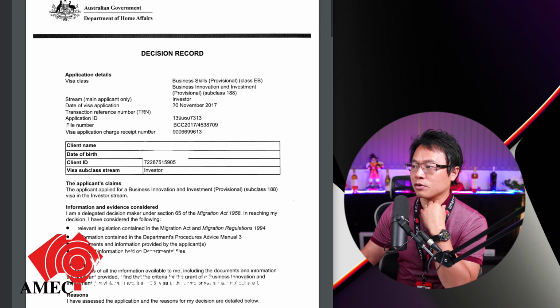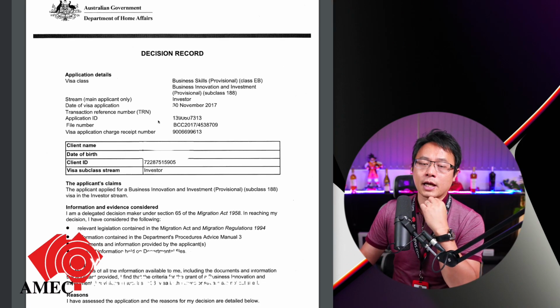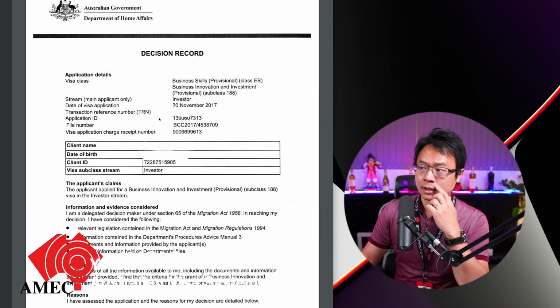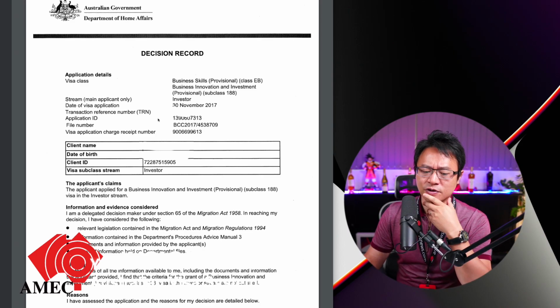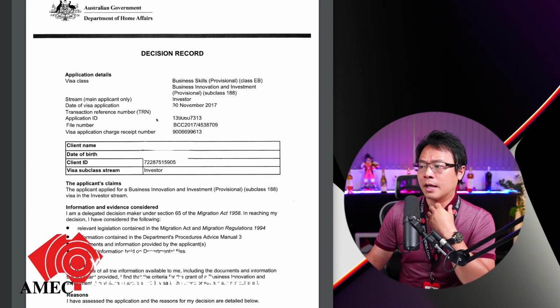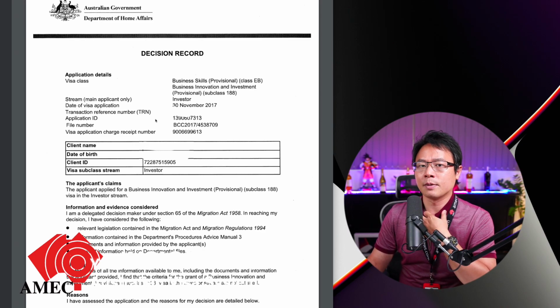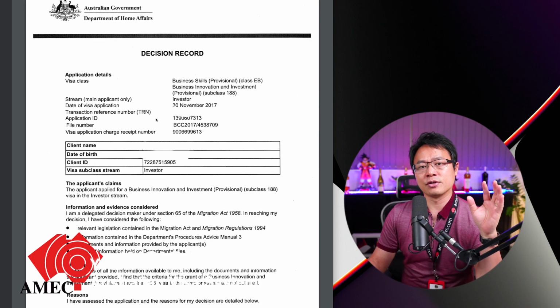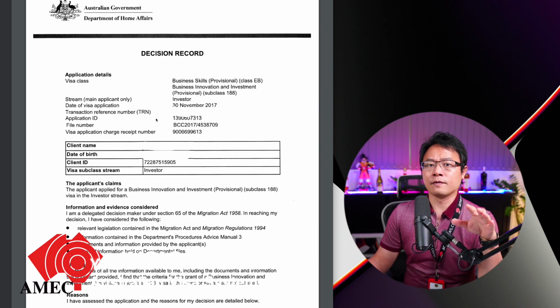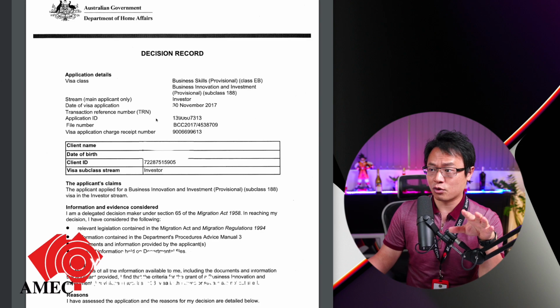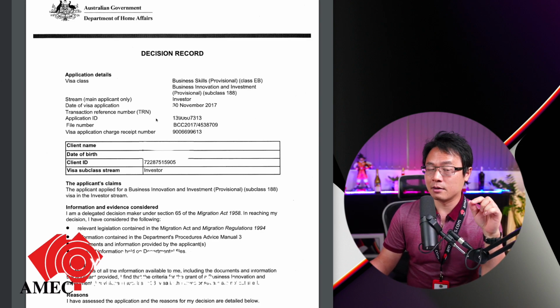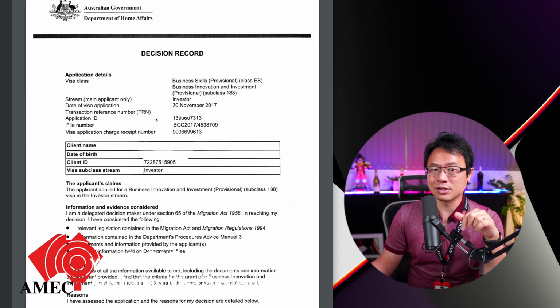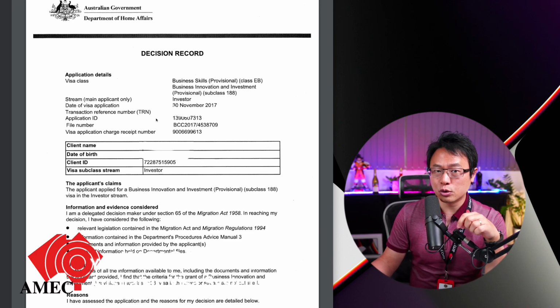The application was actually lodged back in 2017, and it took a while until about 2018 or early 2019, just right before the pandemic, when we lodged a further application in order to revive the 188 visa and also got the visa granted. It took a long time. It only just got granted this year, 2022.